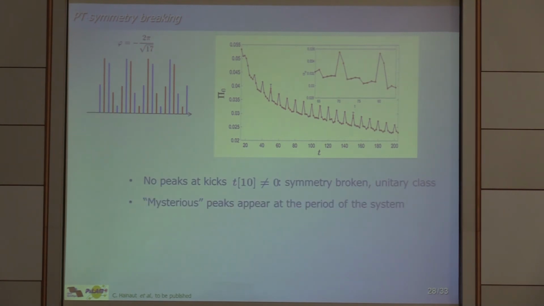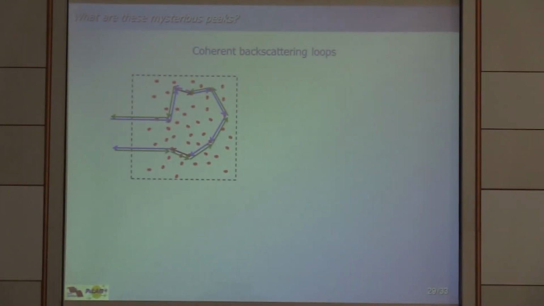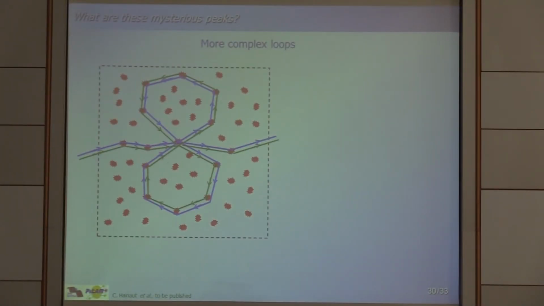Okay? So, what are these mysterious peaks that survive even in the unitary case? First thing, I see that they are smaller in the beginning, and then they increase progressively, and they arrive at this constant value by the localization time. I won't go into this explanation in detail. One can show, and this has been put in evidence recently, that they are related to more complicated loops. I told you that if I have something like that, okay, let me just go fast on that.